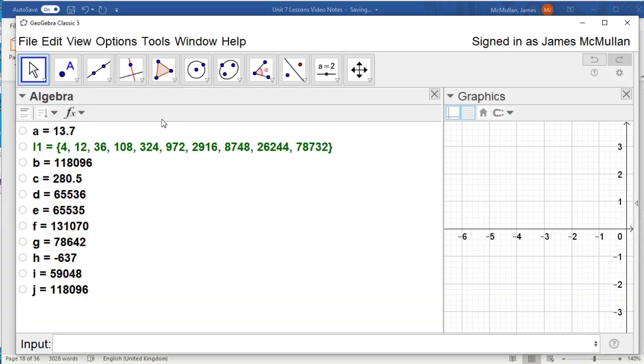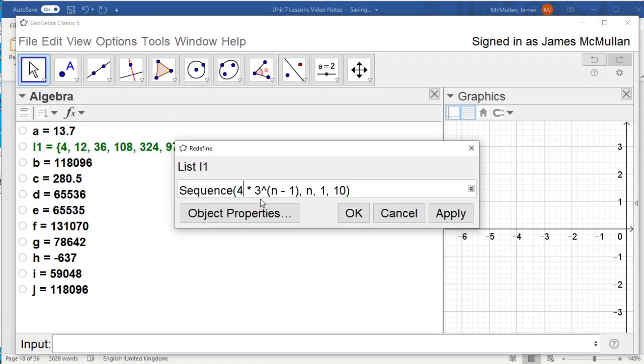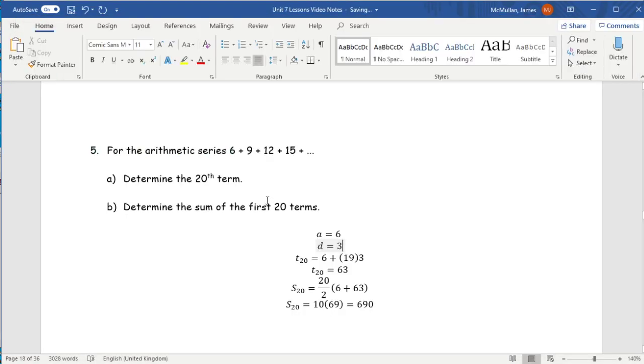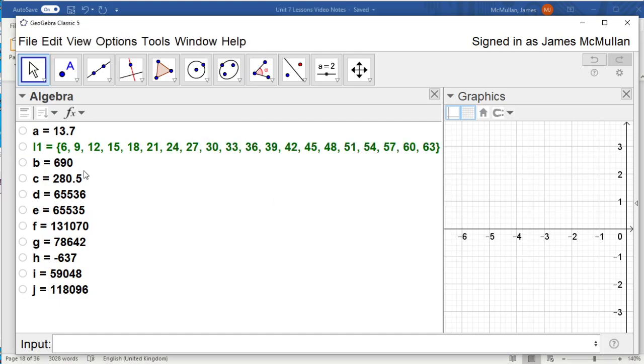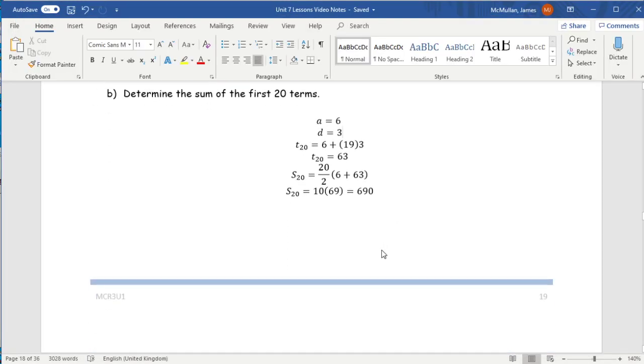Okay, there's really nothing to this one. Just very quickly do the check. So 6 plus (n minus 1) times 3, and we want 20 terms, so from 1 to 20. Okay, and you can see the sum is 690, exactly what we said.